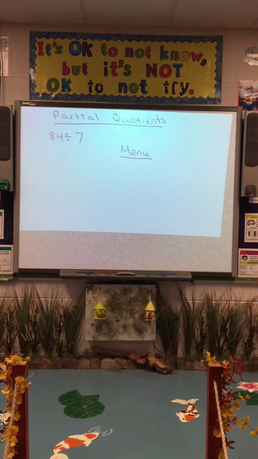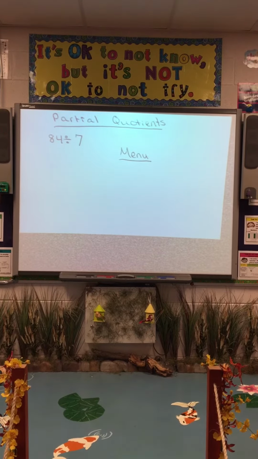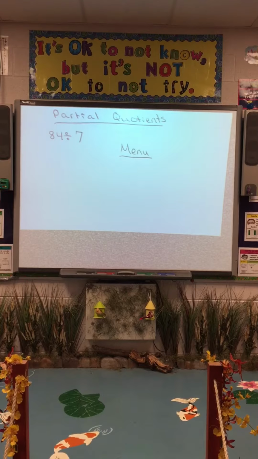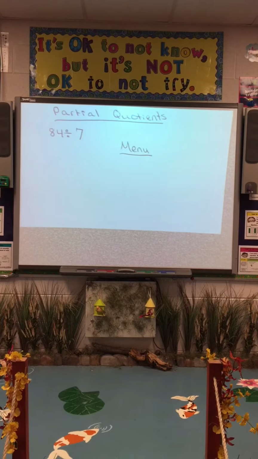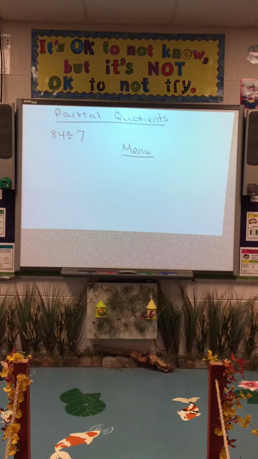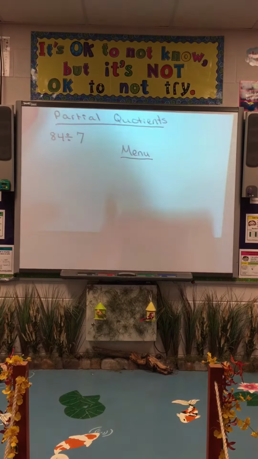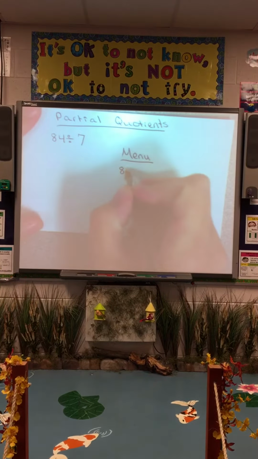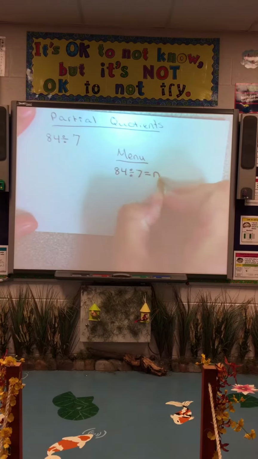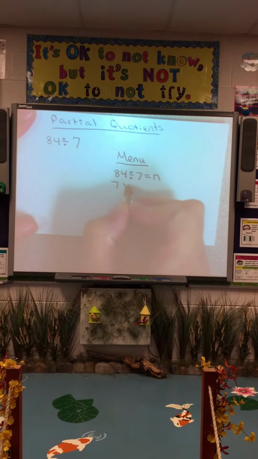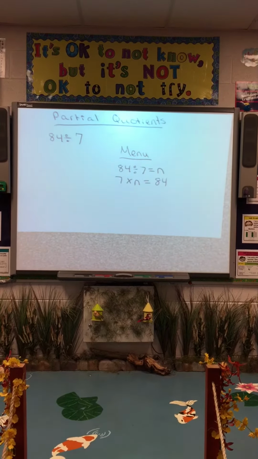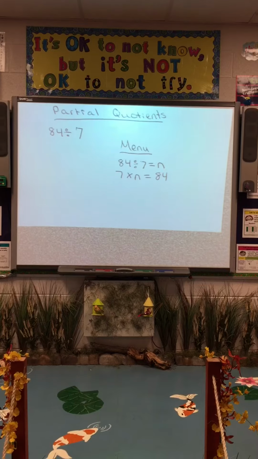And our problem is 84 divided by 7. 84 is our dividend. It's the number that we're going to break apart. 7 is the divisor. How many groups of 7 can I get out of 84? So for my menu, I know that I'm trying to just solve 84 divided by 7 equals a number, or 7 times what number equals 84. So what do we know about groups of 7?